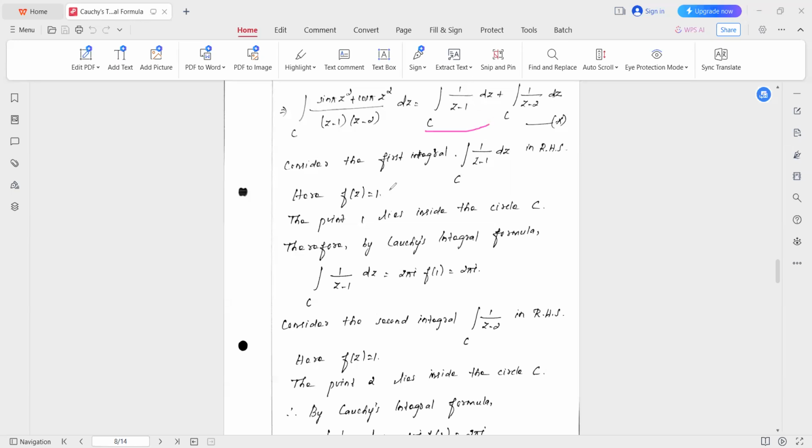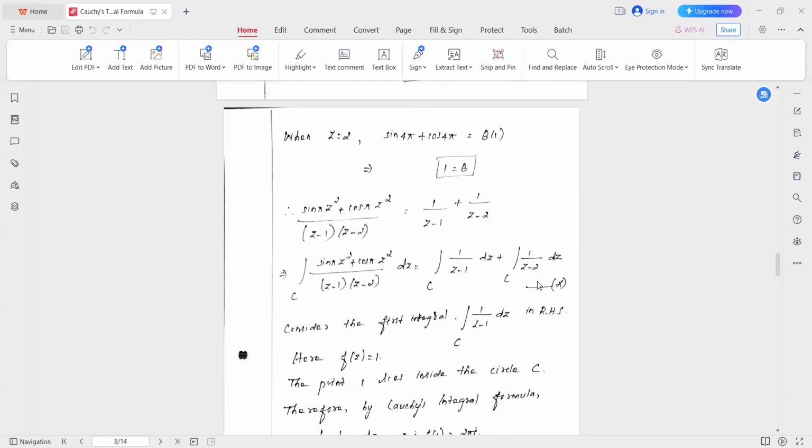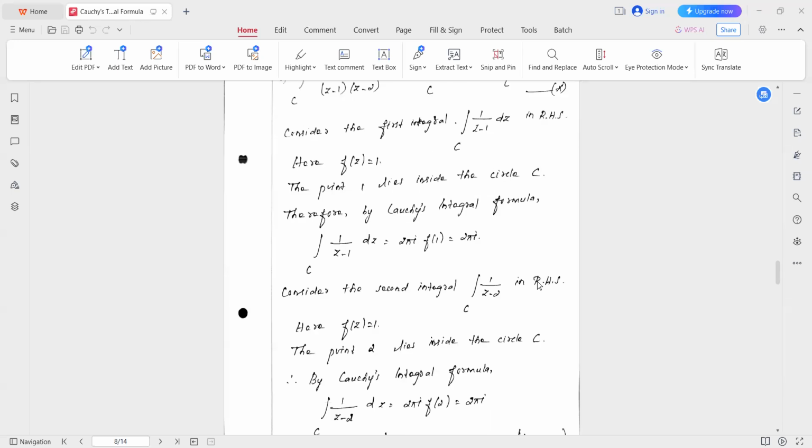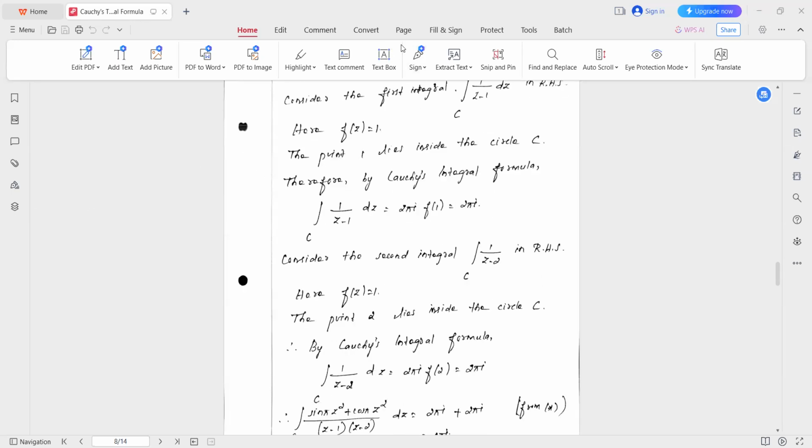Here, what is the value of f of z? f of z is equal to 1. In which point does the analyticity fail? At the point z equal to 1. So now next, we have to check whether the point lies inside or outside the circle. What is the circle given here? Mod z equal to 3. So this is the circle given. So the point 1, of course, lies inside the circle because mod z equal to 1, which is less than 3. So therefore, the point lies inside the circle.